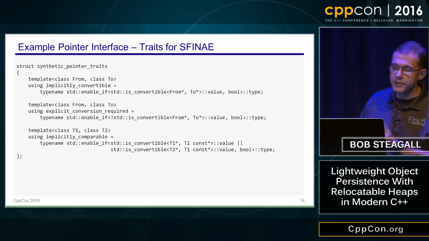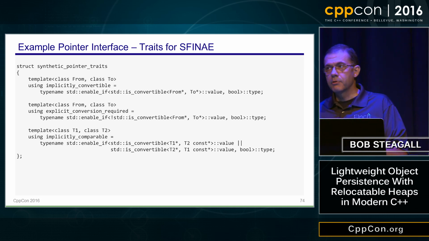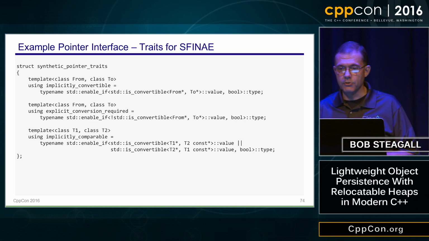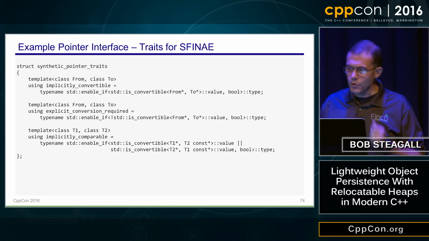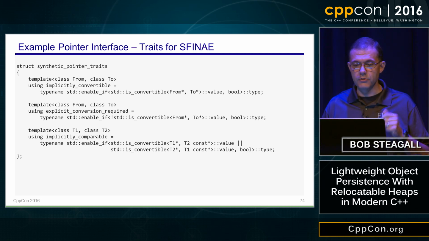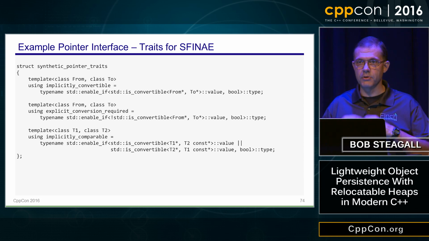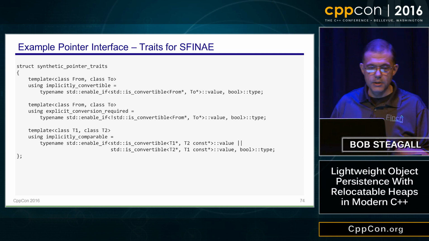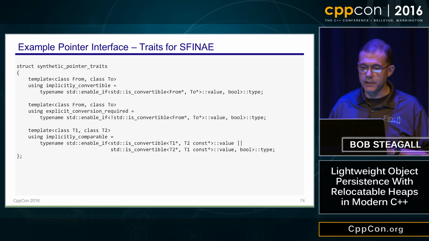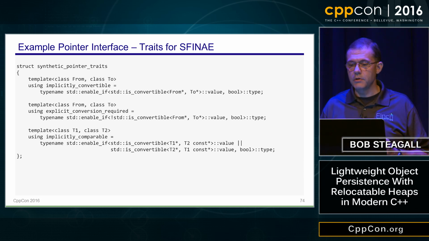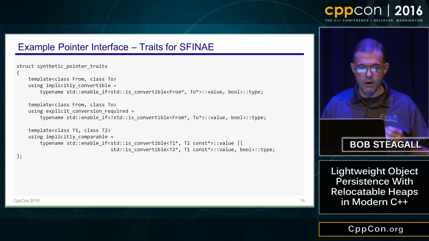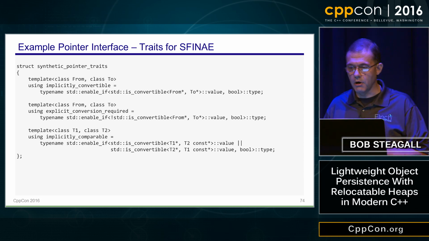But in order to get there, and to help us provide desirable conversions in the right direction, we're going to turn to some custom traits types to do SFINAE. SFINAE is a technique that allows us to remove a member function from overload resolution so that we can control the set of possible overloads that participate in that process. The first template here is called Implicitly Convertible, and I use it to enable member functions when an implicit conversion from star to star makes sense.